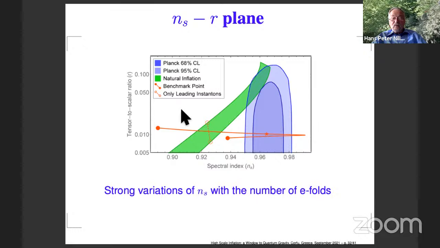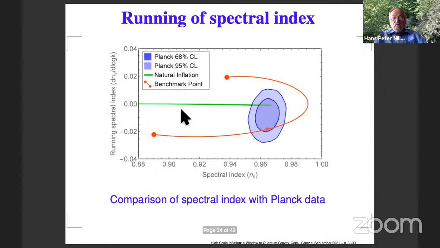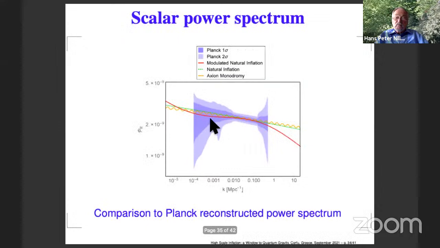So strong variations of n_s are possible with the number of e-folds. So we get here the running of the spectral index, if you let it move from minus 0.02 to 0.02. In fact, for the 60 e-folds of inflation, between 50 and 60, it will run in this way, and it will pass the allowed region here at this point. So that means that in some way this aligned inflation, this modulated inflation, is actually compatible with the data.